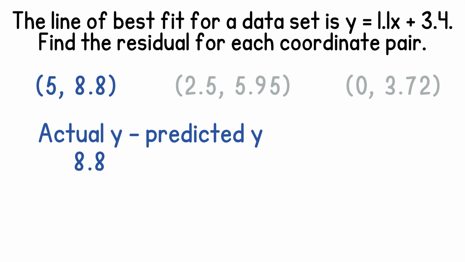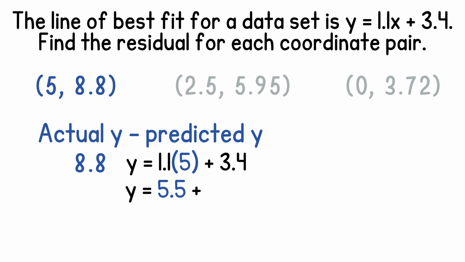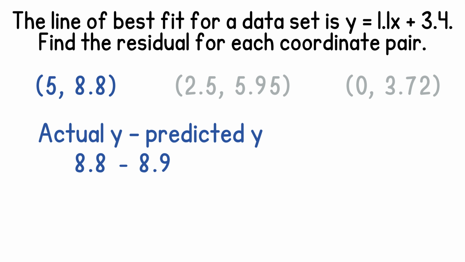We can see that our actual y value was the 8.8 in this set. To find the predicted y value, we'll take the line that they gave us, and we'll replace x with 5 since that's the number given in our coordinate. 1.1 times 5 gives us 5.5, and when we add that to the 3.4 we get a total of 8.9. So now we know our predicted y value. So we'll subtract this from our actual y value, which gives us a residual of negative 0.1.